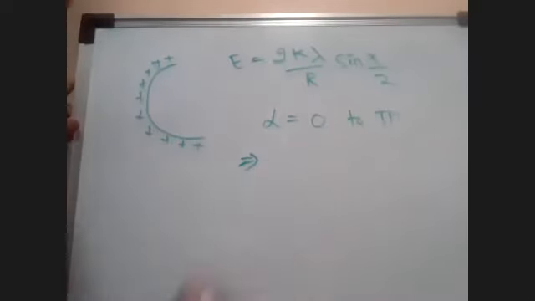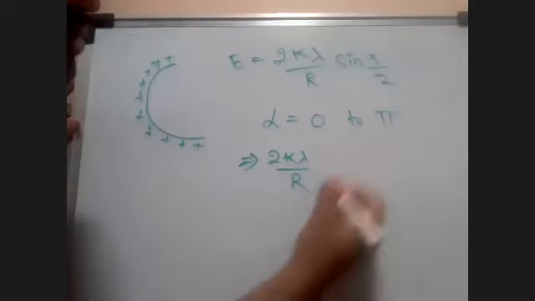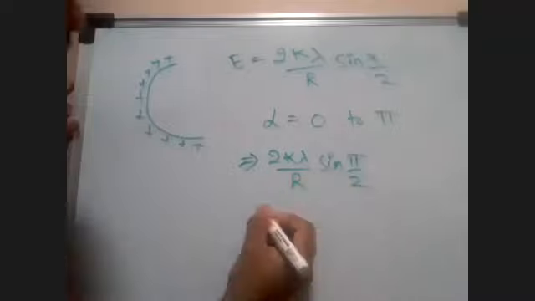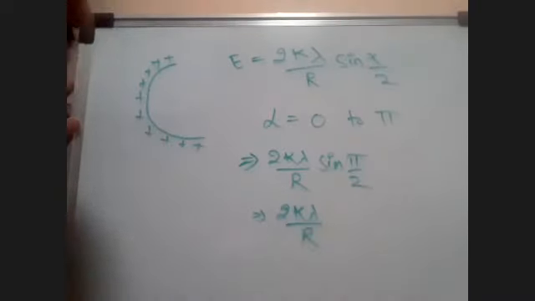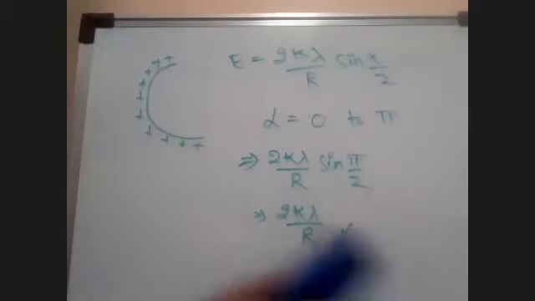So see, listen. What you'll get is 2k lambda by r sin pi by 2, and that will be 2k lambda by r. This is the electric field intensity due to a semicircle, a half ring.